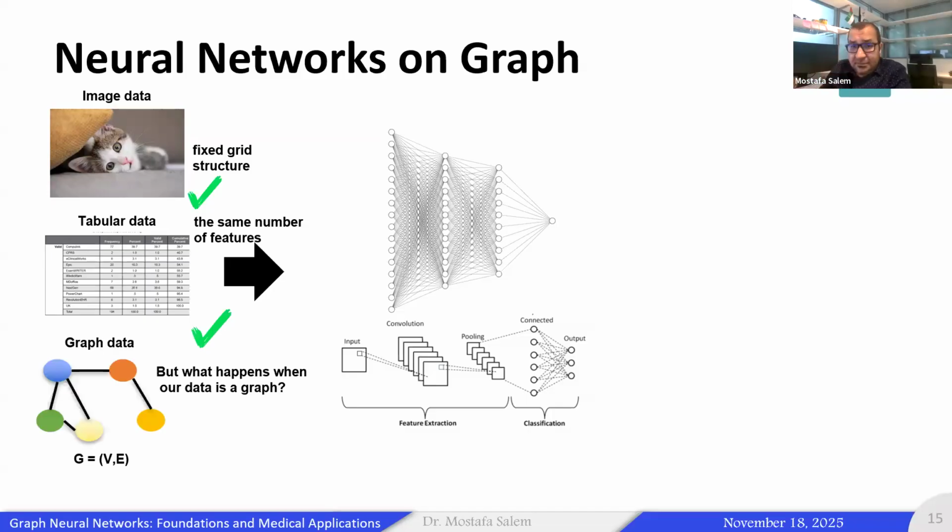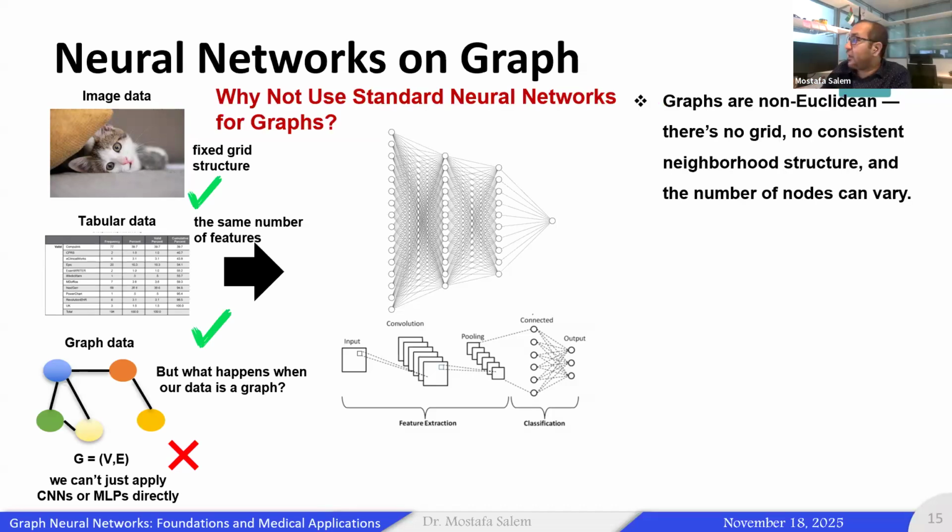But for graph data, I cannot use an MLP or CNN. Why can I not apply a GNN or MLP directly on graph data? Because graphs are non-Euclidean. There is no grid. In an image, you have width and height, and a fixed number of pixels for each image. And for tabular data, each row has a specific fixed number of features. But for the graph, I don't have a fixed number of nodes. I don't have a fixed number of edges. So I cannot apply an MLP or CNN directly to graph data.